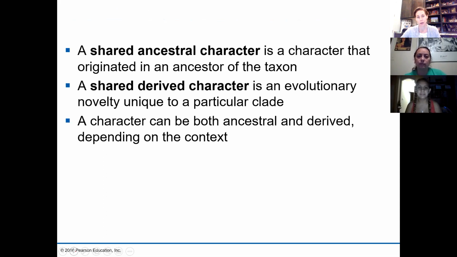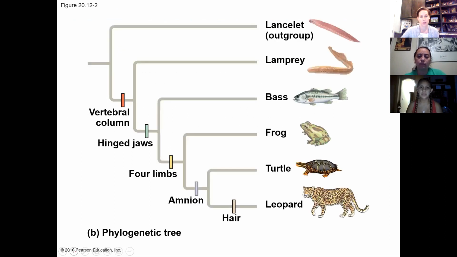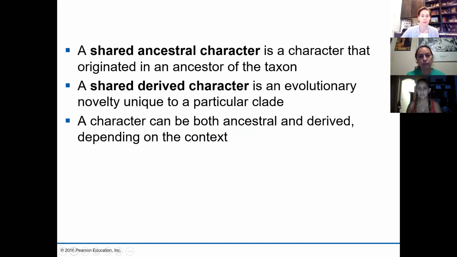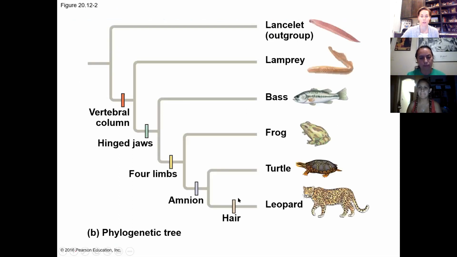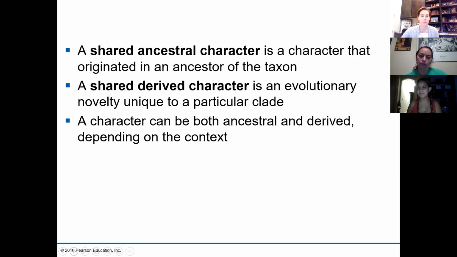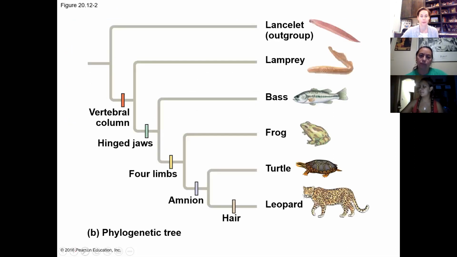A shared ancestral character is a character that originated from your ancestor, and a derived one is just unique to that clade. In this case, the shared derived character would be hair, because our common ancestor didn't have it. But having four limbs is probably the shared ancestral character, because the ancestor has four limbs and so do all of the descendants.